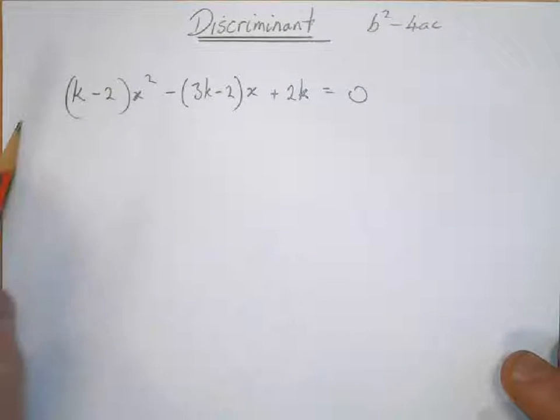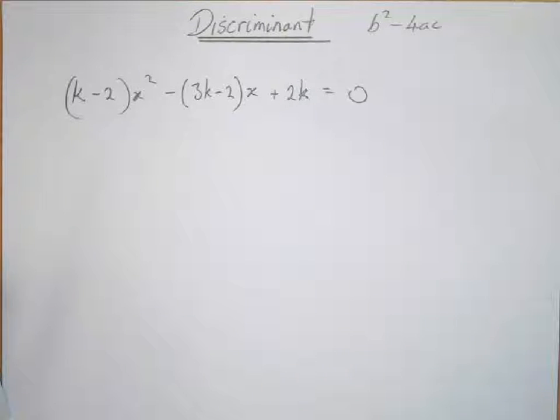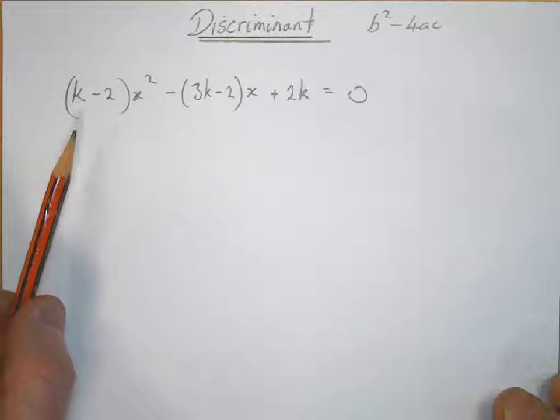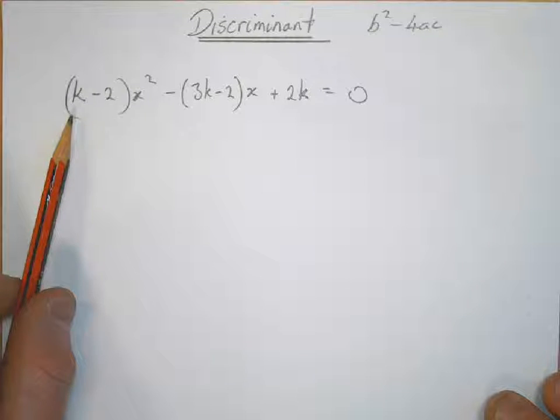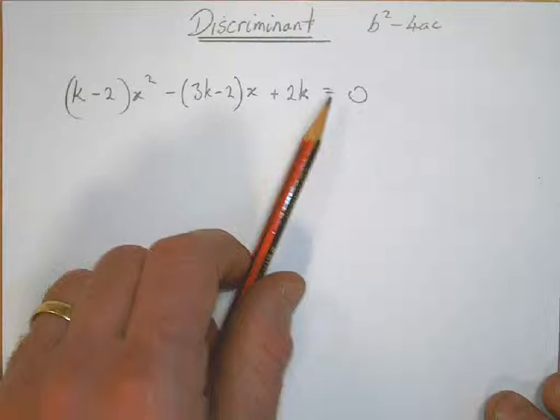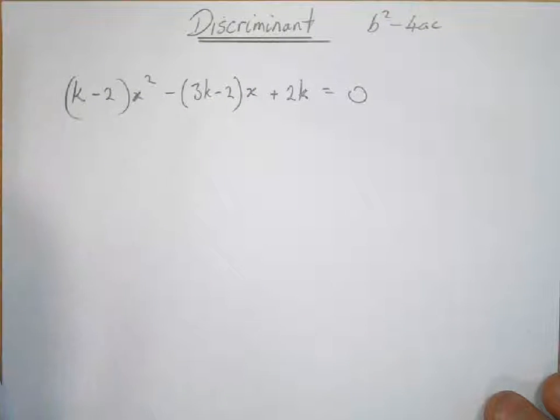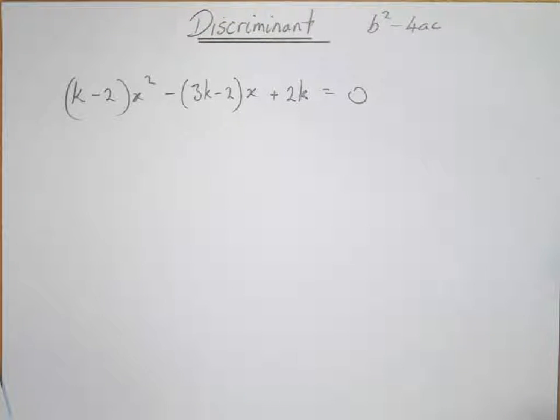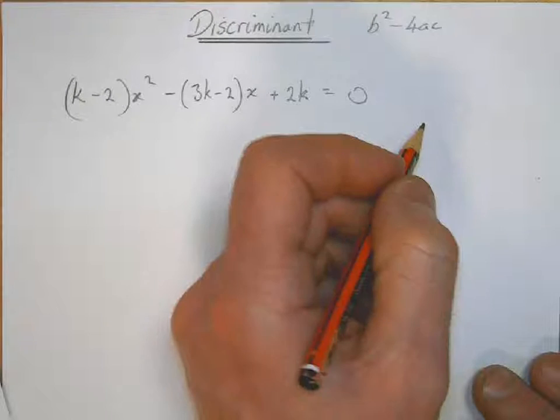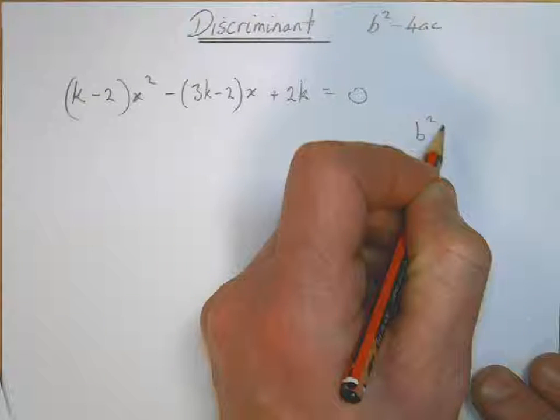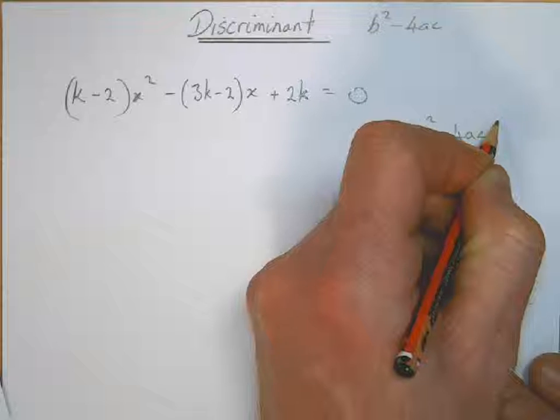So in this question here, you have got to find what values of k will give this quadratic equation real roots. So that means it could be one real root or it could be two real roots, which means that we've got to show that b squared minus 4ac is greater than or equal to 0.